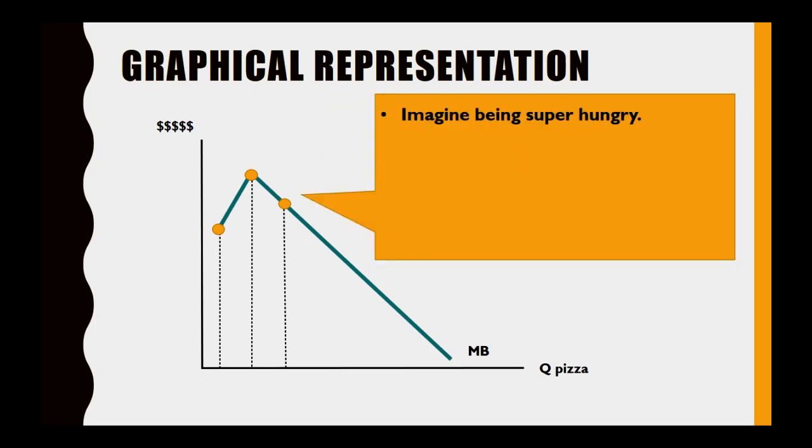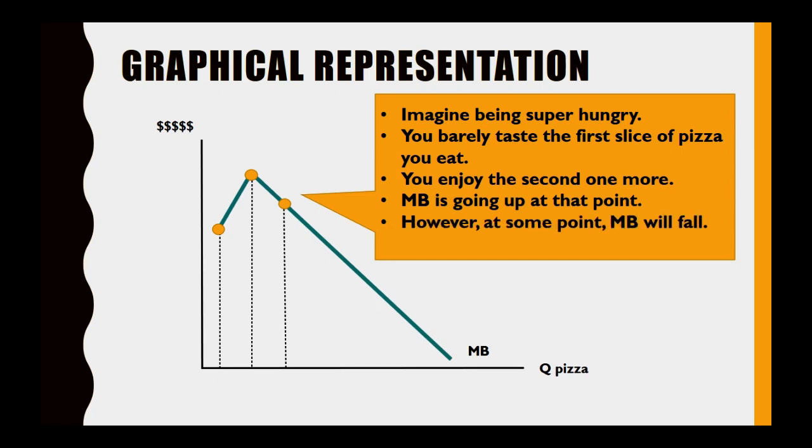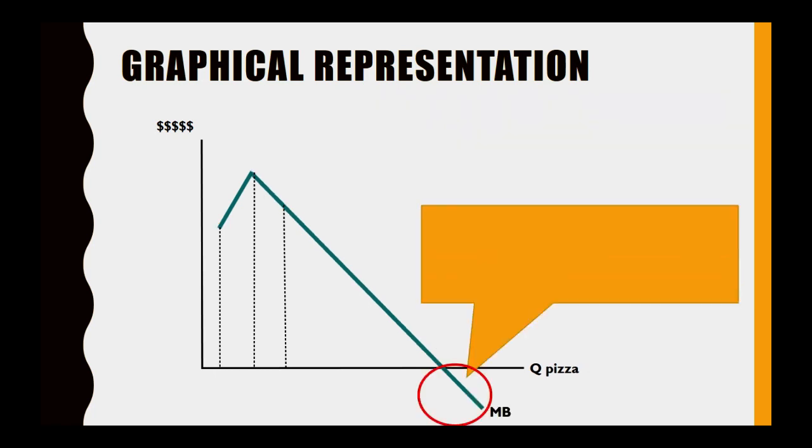So I've given you the example, you're super hungry, you barely can taste the first slice of pizza, but you enjoy the second one more, marginal benefit's going up, and then at some point it's going to start to fall, right? So you get that example. What about this range right here? What's going on here? So draw your marginal benefit curve so that it crosses the axis like I have. Make it go all the way down below the axis. You can either redraw it or just add it to your previous graph.